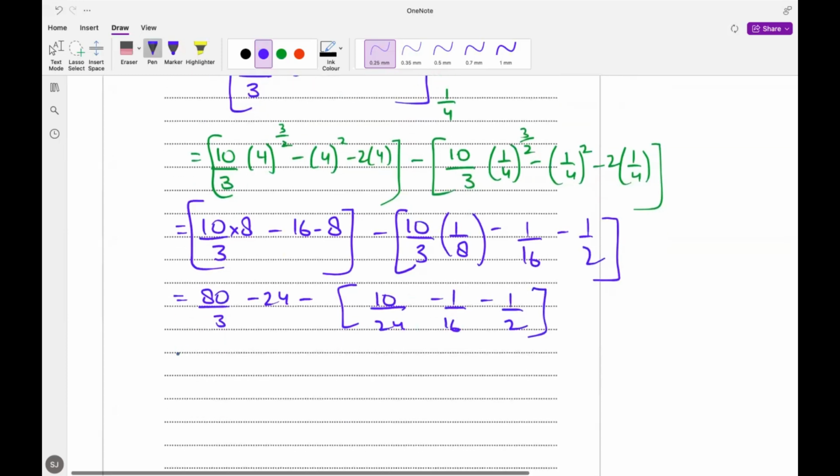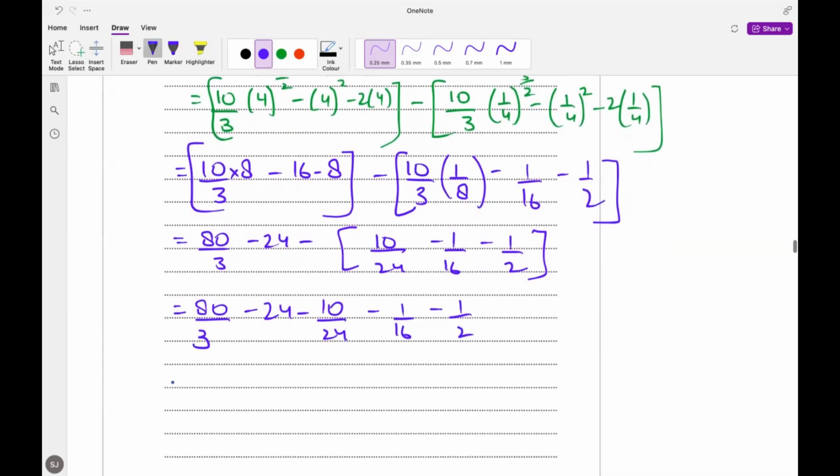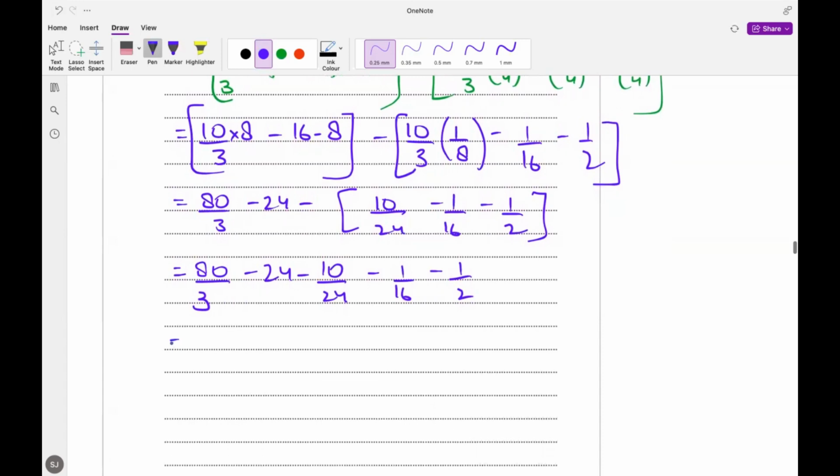Opening up the brackets, we'll get 80 upon 3 minus 24 minus 10 upon 24 minus 1 upon 16 minus 1 upon 2. Substituting these values in the calculator, the final area will be 45 over 16, or we can write this in decimal as 2.8125.